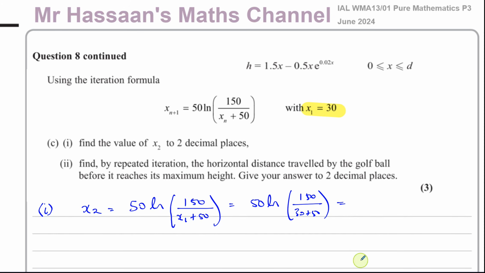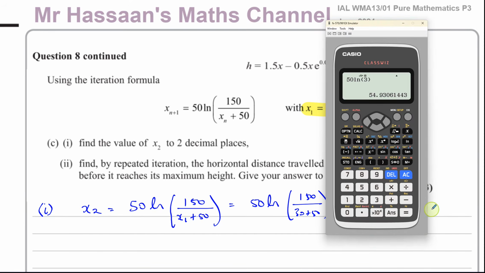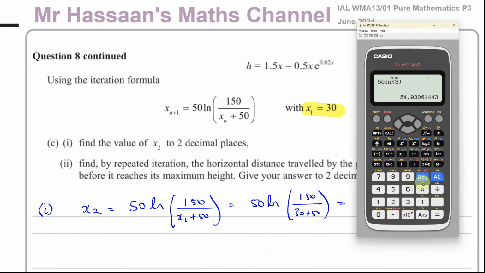Okay, so we can use the calculator for that. And we can just put this in here. So we have 50 times the ln, oops, there's already a bracket there, of 150.